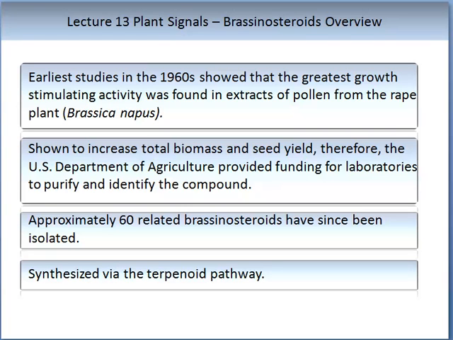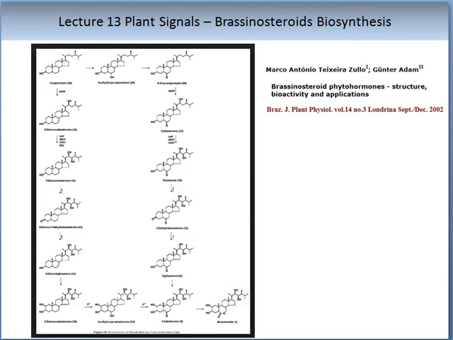Approximately 60 related brassinosteroids have since been isolated. They are synthesized via the terpenoid pathway. In a publication in the Brazilian Journal of Plant Physiology in 2002, a review article was written on the brassinosteroid pathway. The pathway in that review is presented on the slide. As with all other biosynthesis of plant hormones, this pathway is complex and involves many intermediate steps.